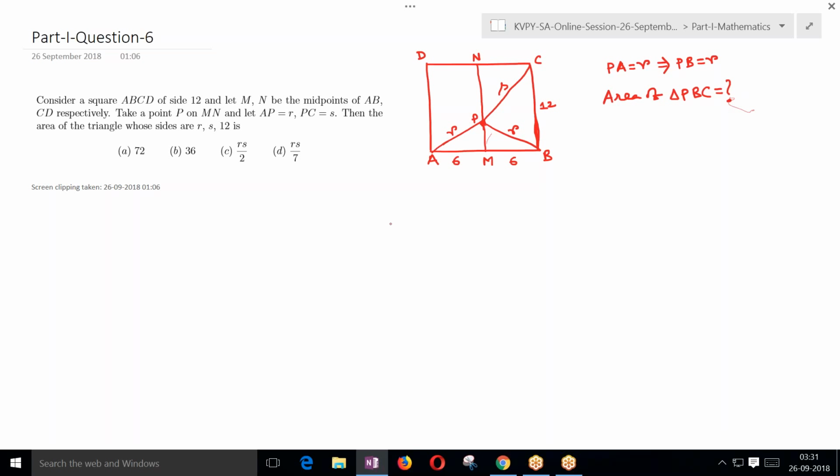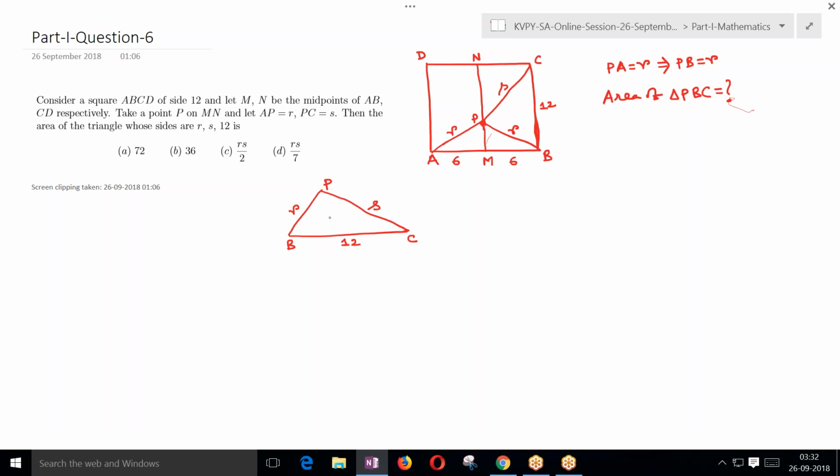Okay. So now let us take that triangle separately. If we take that triangle separately, and if we take this one, so this is P, and this is B, and this is C. So what is PB? PB is equal to R, PC is equal to S, and BC is equal to 12. So now let's draw a perpendicular. So what is the area of this triangle?